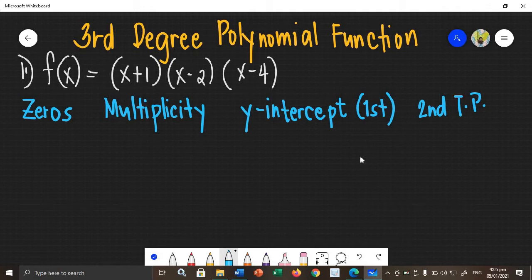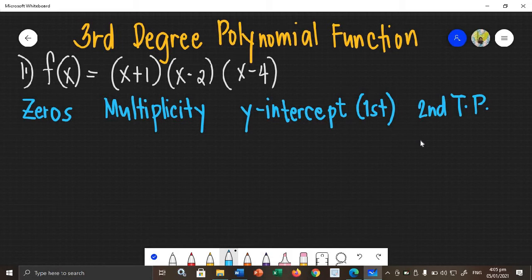By the way, we are talking about third degree functions. So, ang number ng turning points natin ay n minus 1. So, that is 3 minus 1. Therefore, we will look for two turning points, okay, ng graph. So, yan. Silang apat yung hahanapin natin before natin i-sketch yung graph ng third degree polynomial function.